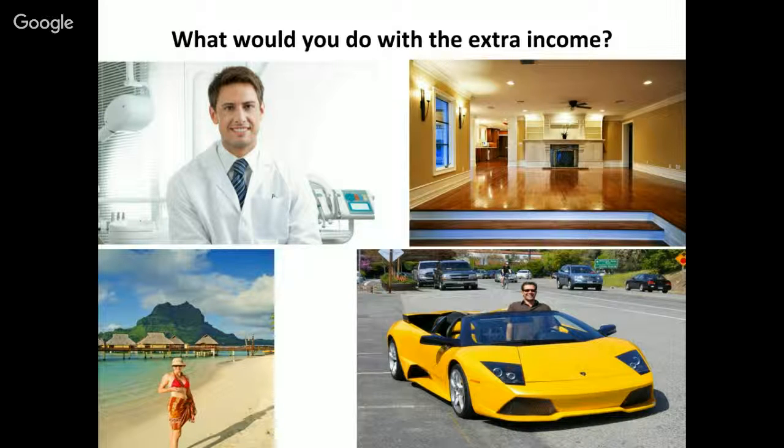Whatever it is. This is Marshall here in his Lamborghini. It's actually not his, it's his neighbor's. But he gets to drive it. That's pretty darn cool. What would you do with the extra income?